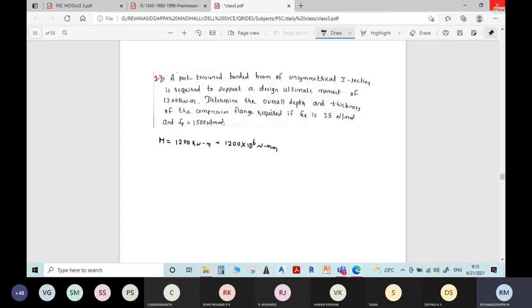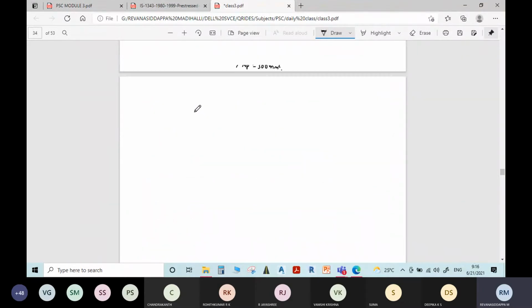Then FCK is given, FP is given, write those things. FCK is equal to 35 Newton per mm square and FP is equal to 1500 Newton per mm square. Okay. Now I will just go to the previous problem.